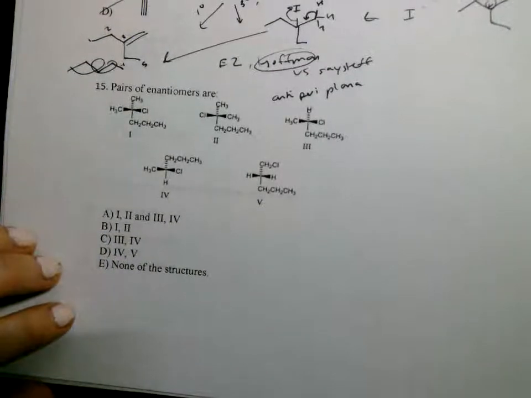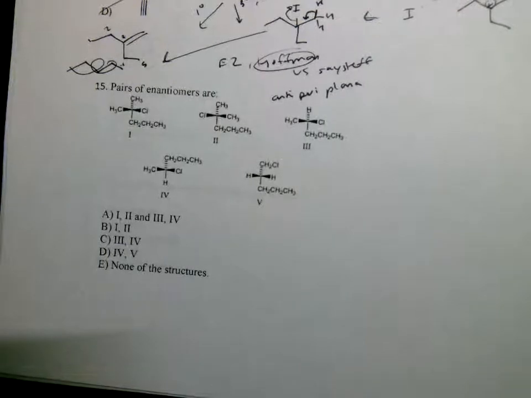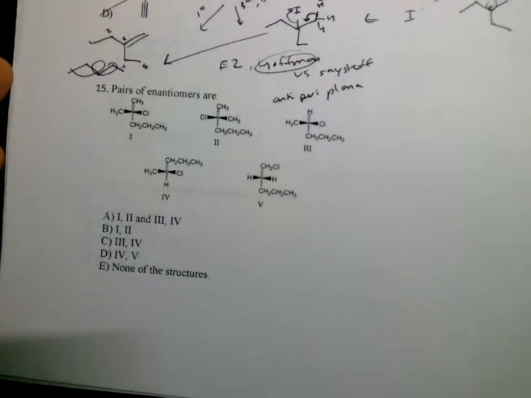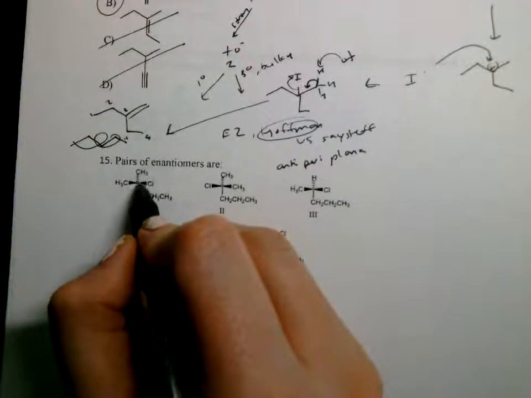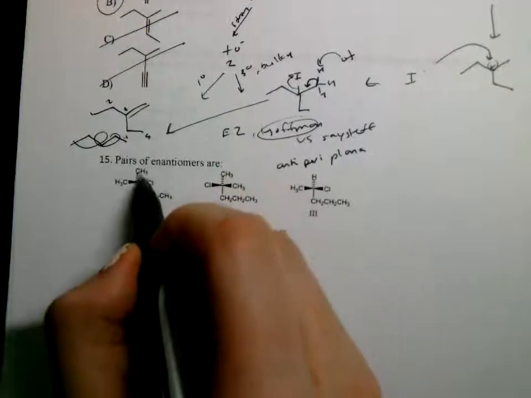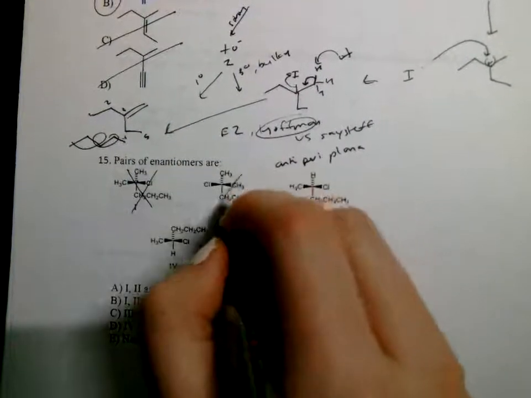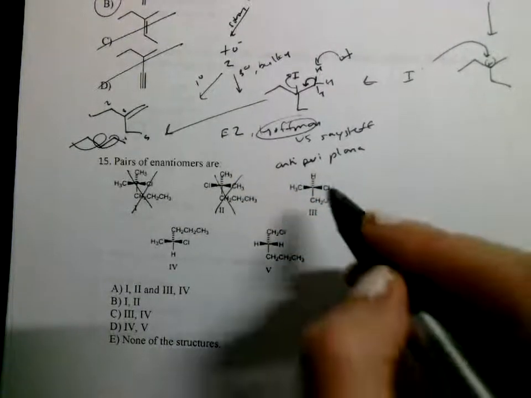Okay, question 15, pairs of enantiomers. So for question 15, I'm going to first look to see which one of these are chiral centers, because a lot of times on questions like this, they will trick you by not having chiral centers. So I want to make sure there are 4 different things attached. And there's 1, 2, 3. There's 2 CH3 groups, so that's not a chiral center. Here there's also 2 CH3 groups, so that's not a chiral center.